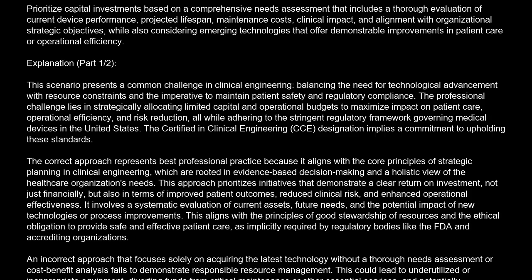Explanation. This scenario presents a common challenge in clinical engineering, balancing the need for technological advancement with resource constraints and the imperative to maintain patient safety and regulatory compliance.